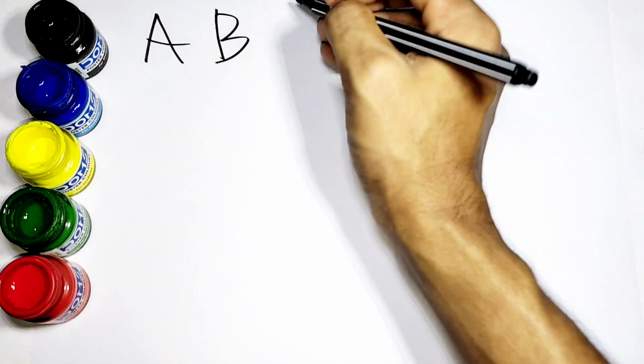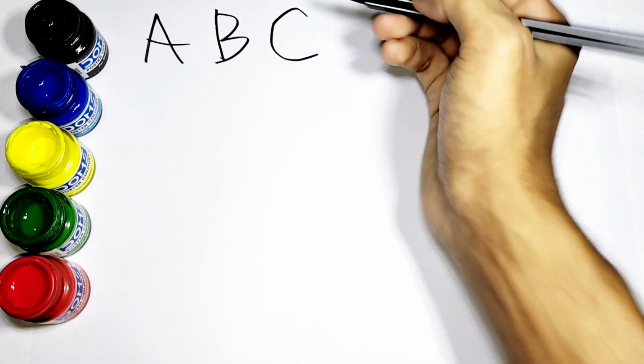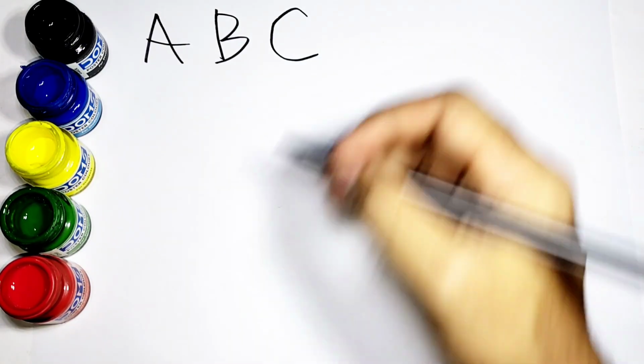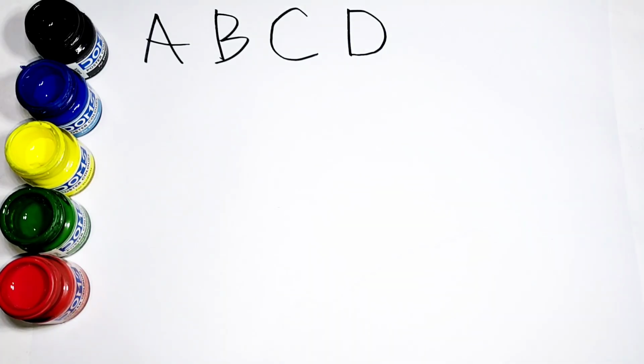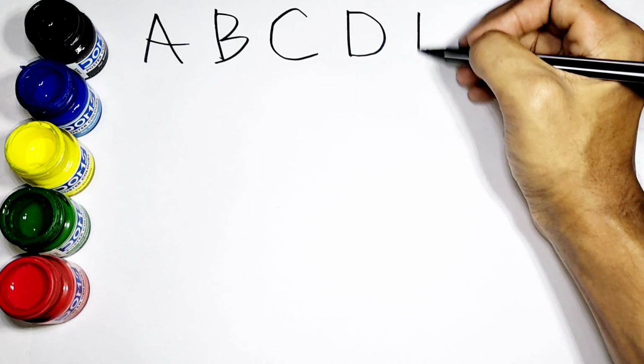The next one is B. Now we draw the alphabet of C. Kids, the next one is D. Now we draw the alphabet of D. D for dog, D for doll. And the next one is E.